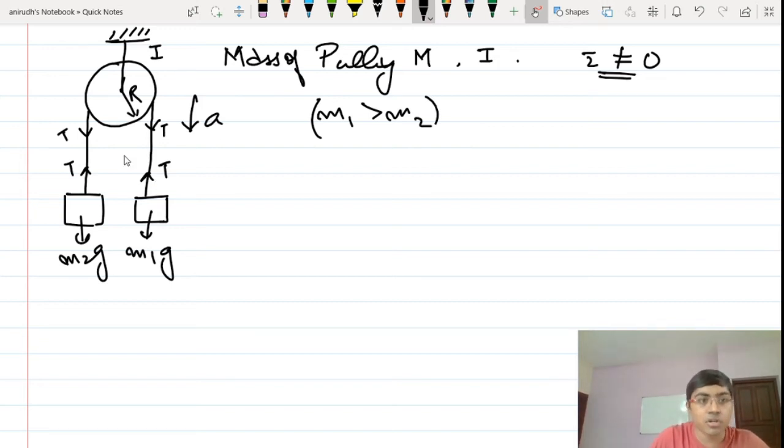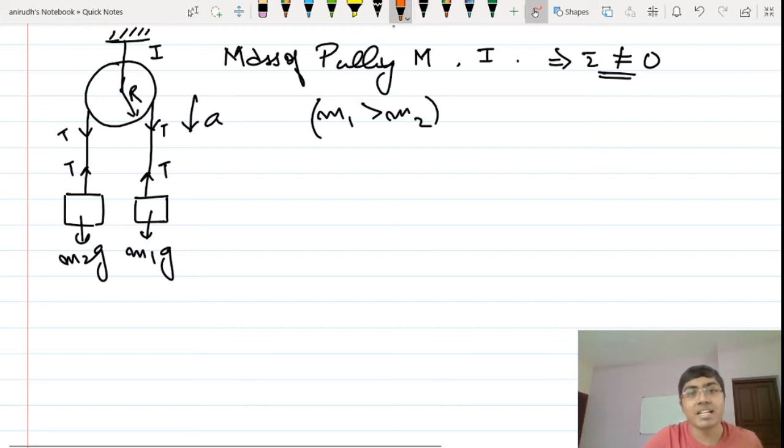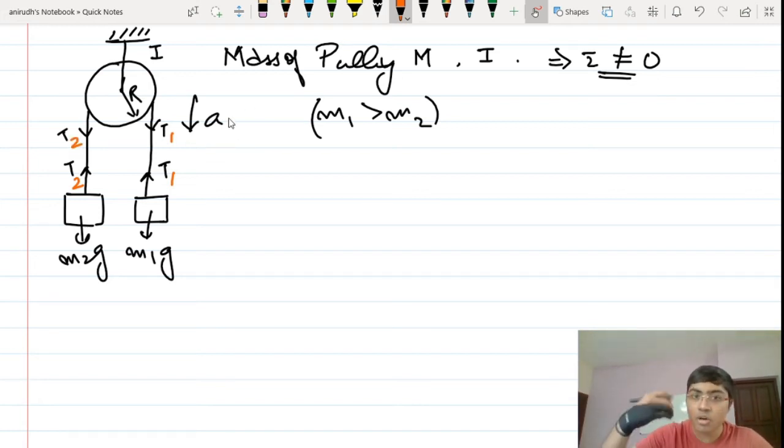That means the tension on both sides of the pulley are unequal. This is the first concept that you are supposed to understand, that the tension on both sides of the pulley are unequal because the pulley is rotating, because the pulley has a mass, because the pulley has a moment of inertia, and therefore the torque will be not equal to 0. There will be a torque, and it is this torque which is produced by the tension acting on the pulley which is going to rotate the pulley. Right? So I will mark this as T1, I will mark this as T2. The same tension will be acting over here also. Tension is always acting away from the body.